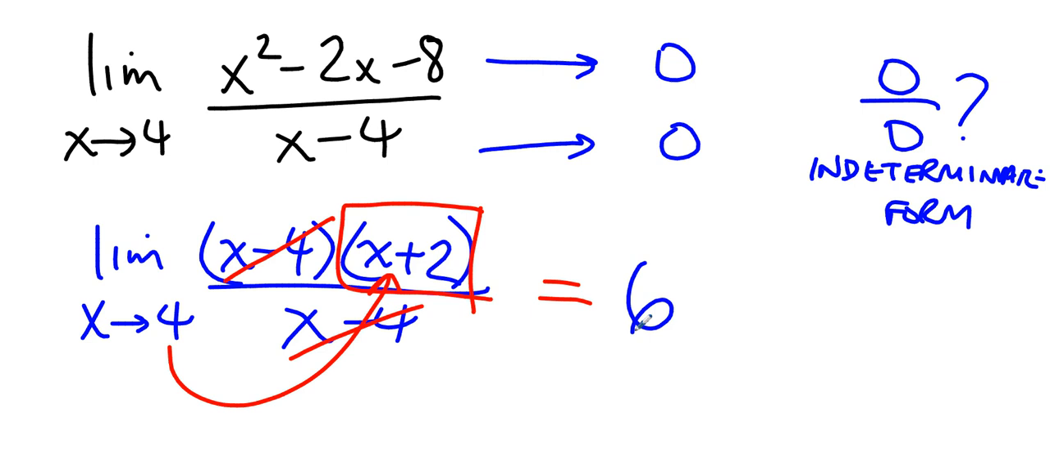So there are lots of limit problems that you can do by saying, okay, I can't plug in and get some number because I get 0 over 0, but if I factor, I can substitute, and then I'm okay.